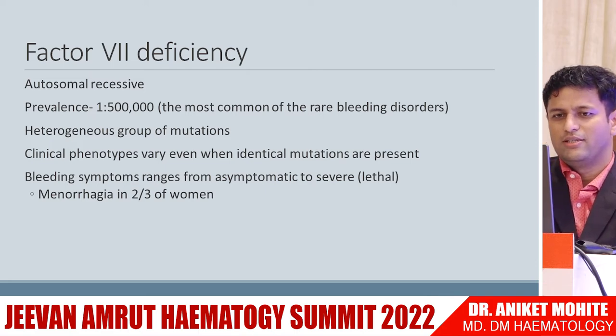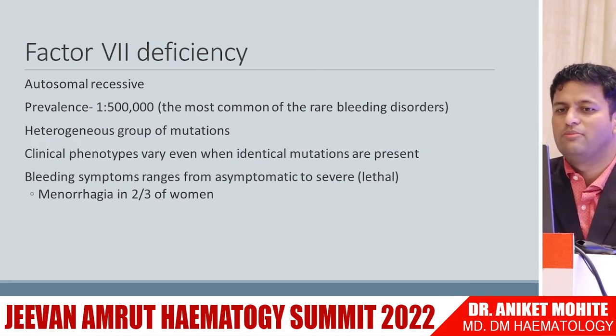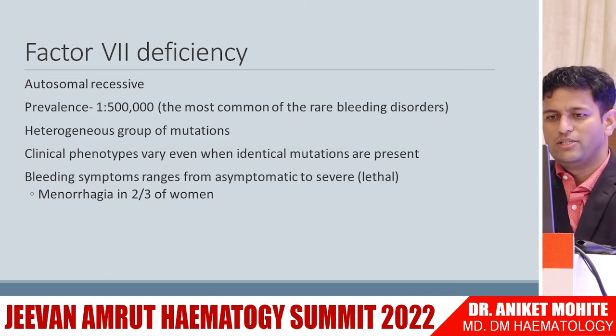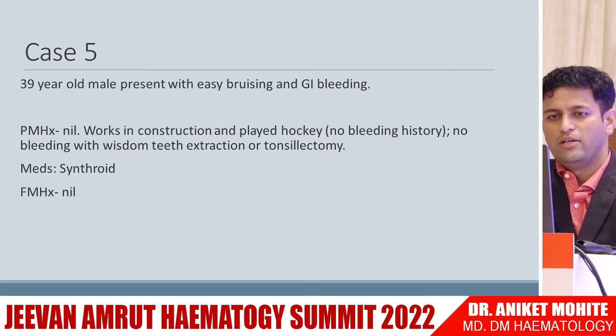So this is an interesting case where a 39-year-old male presents to a gastroenterologist with easy bruising and GI bleeding. He was working in construction and played hockey without any bleeding history. He had no bleeding during his wisdom tooth extraction or tonsillectomy. So this is obviously less likely to be inherited, and there is no family history.